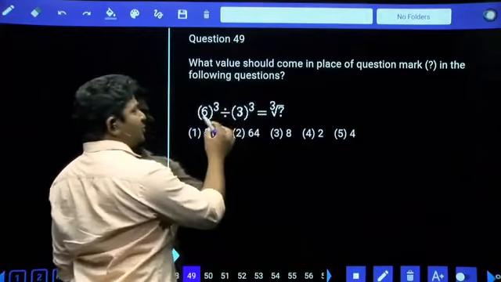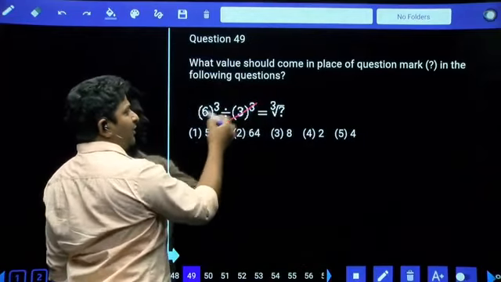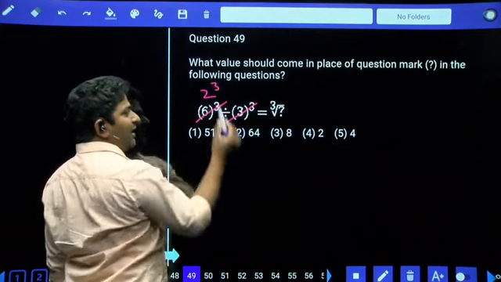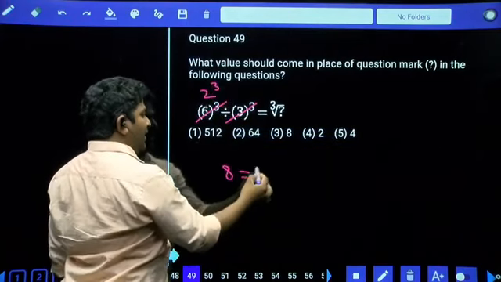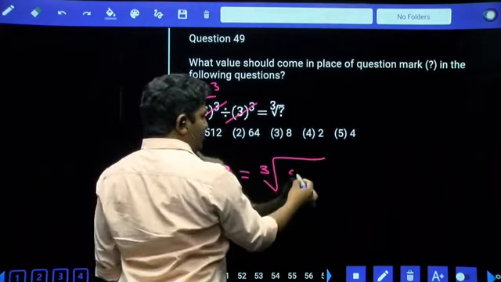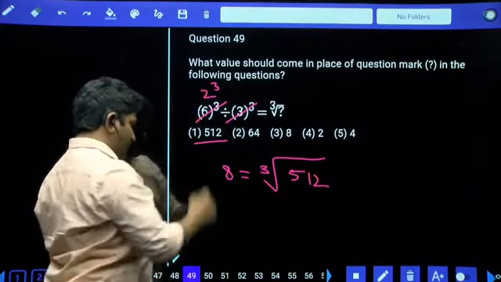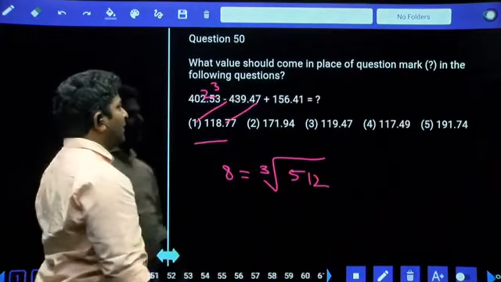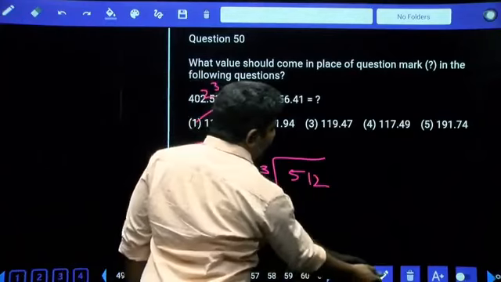6 cube can be written as 2 cube into 3 cube. 3 cube gets cancelled. Finally, we will have 2 cube, which is equal to 8. 8 is equal to cube root of which number? That is equal to 512. First option.